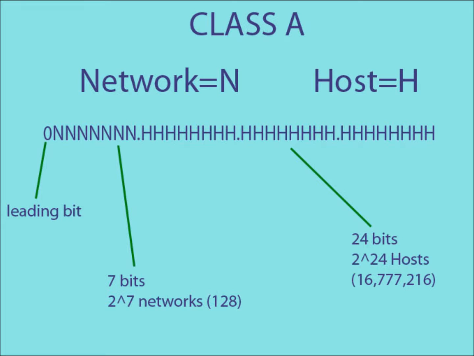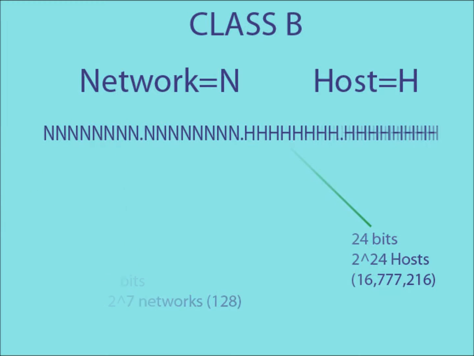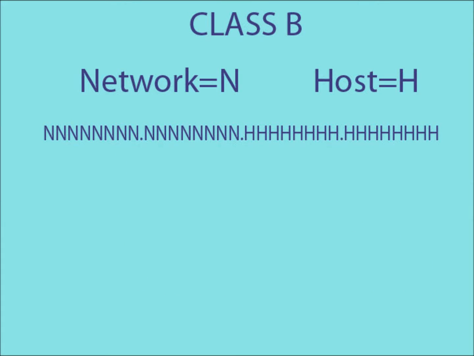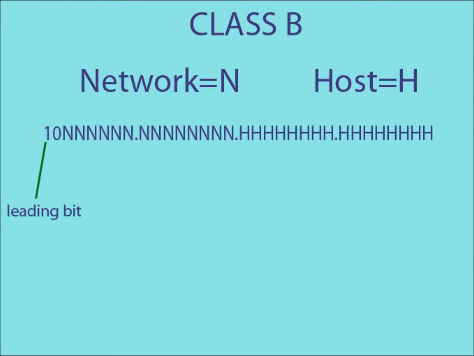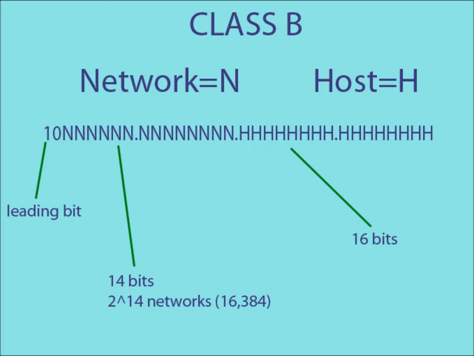the 24 hosts. A Class B IP address uses the first 2 parts of the address to create the network code. For a Class B address, the leading bits are now a 1 and a 0. This means that the remaining 14 bits can now be used to create the network ID, causing the amount of possible networks to rise up to 2 to the 14. This time, the remaining 16 bits are used to create the host IDs, meaning a possible 2 to the 16 hosts per network.